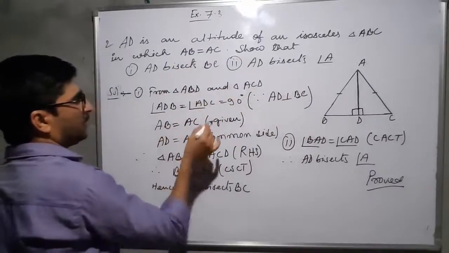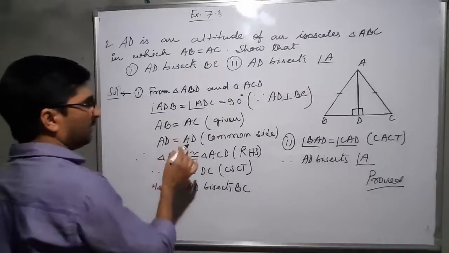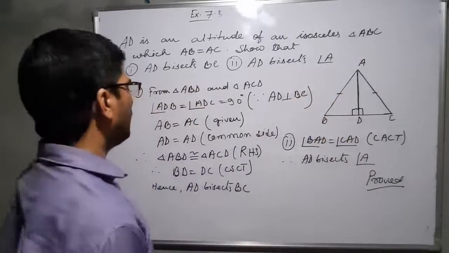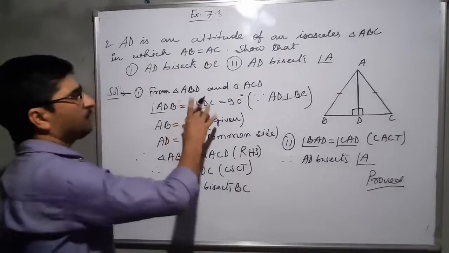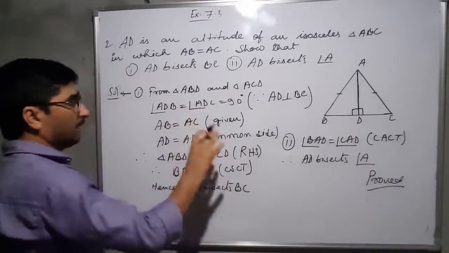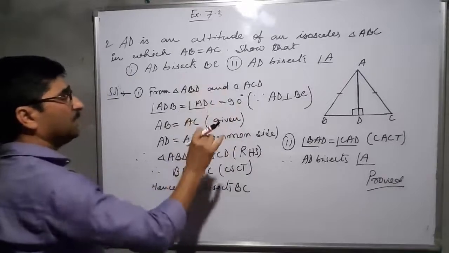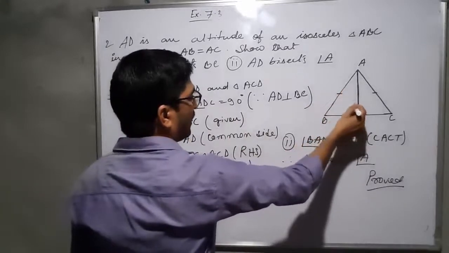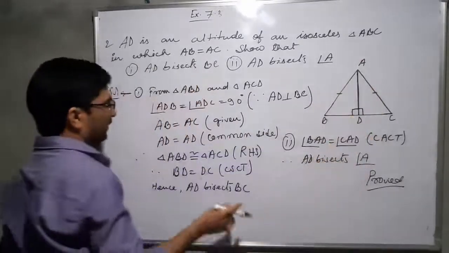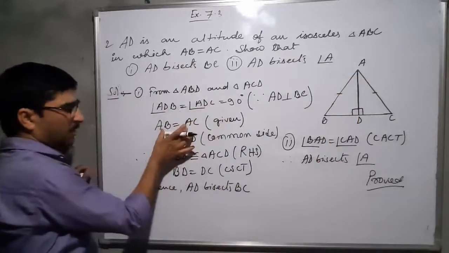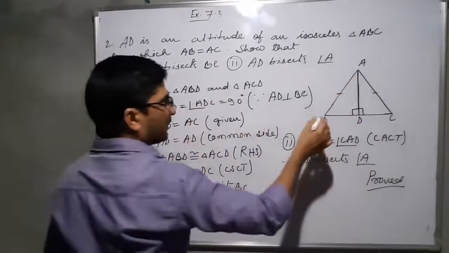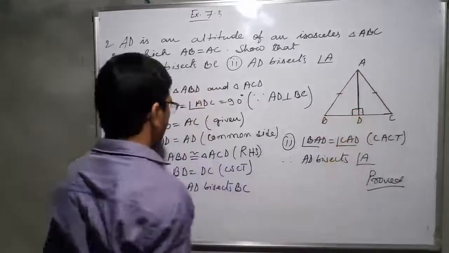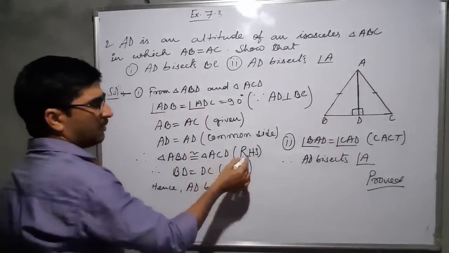Okay, AB equal to AC, which is given in the question. Then AD equal to AD, the common side. Now if we go for side angle side, it will not be satisfied because the angle is not included, but one angle is 90 degrees. So it is another criterion, that is RHS. You check the right angle, and these are the hypotenuses and these two are sides. Hypotenuses are equal and one of the sides equal. That means they are congruent according to RHS.